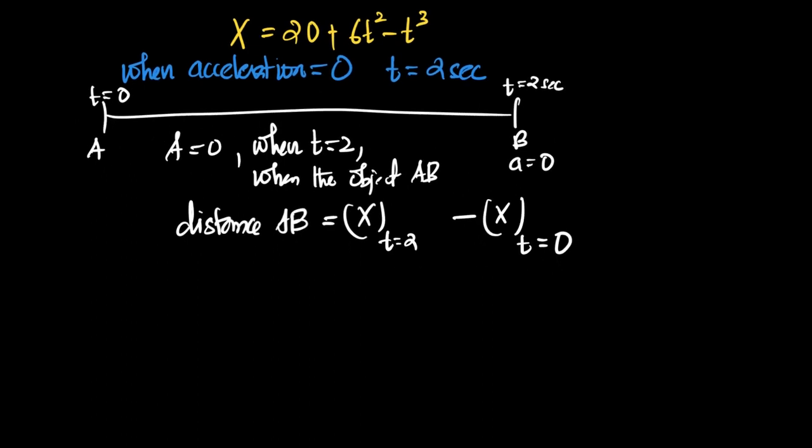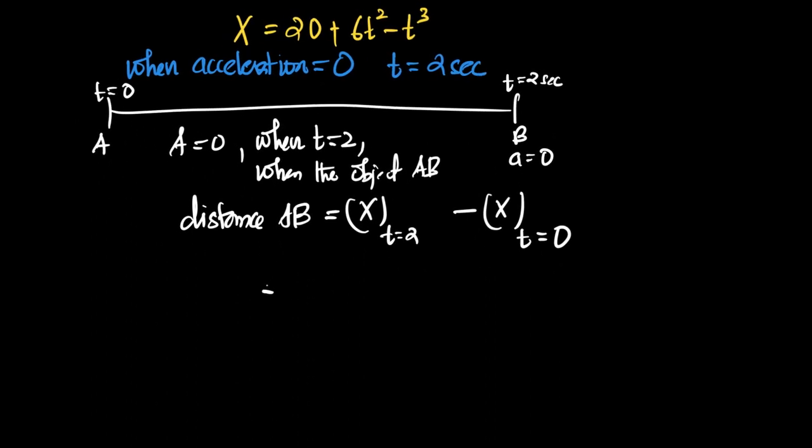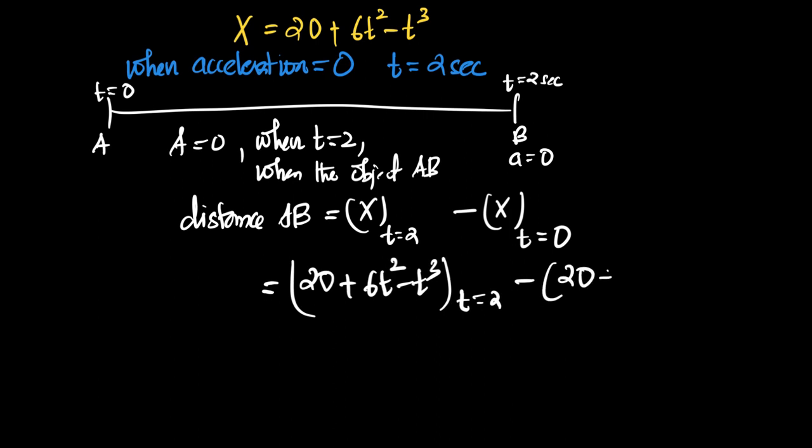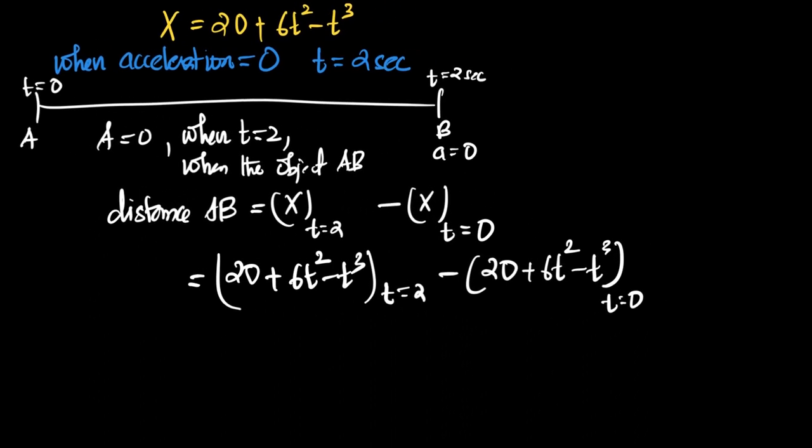Now, what is the distance-time relation? What is distance at t? It is 20 plus 6t square minus t cube at t is equal to 2, minus 20 plus 6t square minus t cube at t is equal to 0, right?